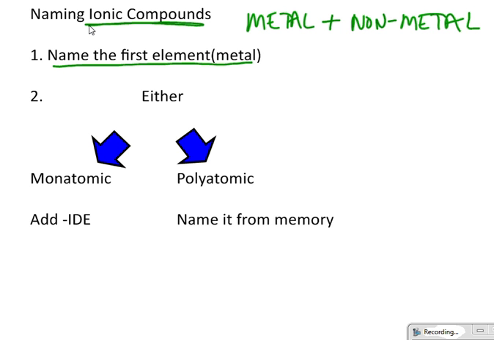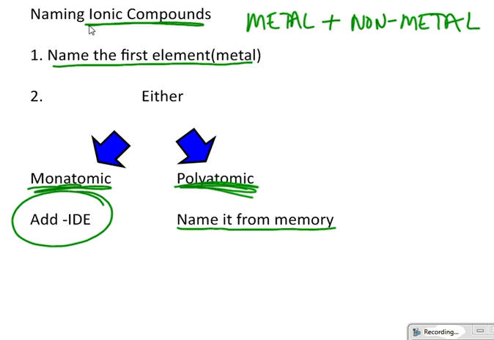Then you have to look at the second thing, whether the anion on the back end of it is monatomic or polyatomic. What do I mean by that? Monatomic means only one type of element. So it's a binary compound, it only has two elements, because it has a monatomic element on the back side of it. Polyatomic has many, and that's what you named from memory, because you had to memorize all those polyatomic ions. For monatomic, you add the IDE.